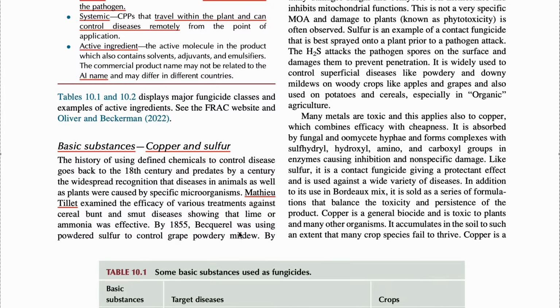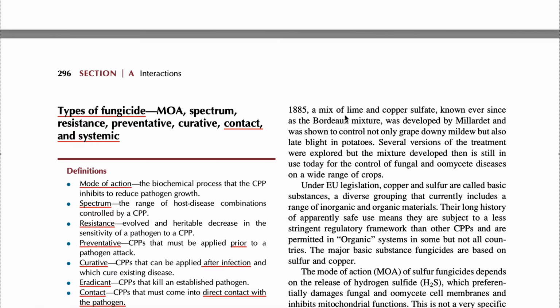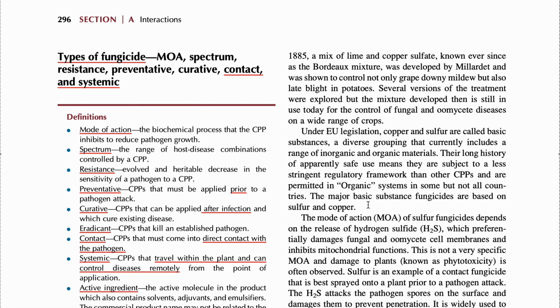By 1855, Becquerel was using powdered sulfur to control grape powdery mildew. By 1885, a mix of lime and copper sulfate, known ever since as the Bordeaux mixture, was developed by Millardet and was shown to control not only grape downy mildew but also late blight in potatoes. Several versions of the treatment were explored, but the mixture developed then is still in use today for the control of fungal and oomycete disease on a wide range of crops.